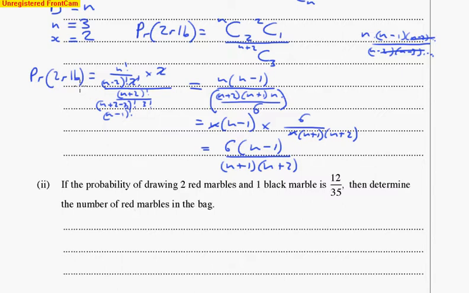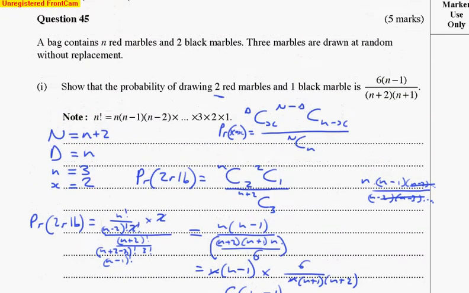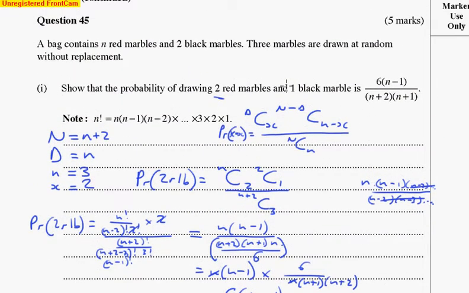Hello again. This is the second part of question 45. So let me just refresh your memory. In the first part, we got this bag with n red and 2 black, and so the probability of drawing 2 red and 1 black is this lot here. That's the probability of getting 2 red and 1 black, and then you had to go ahead and show that.